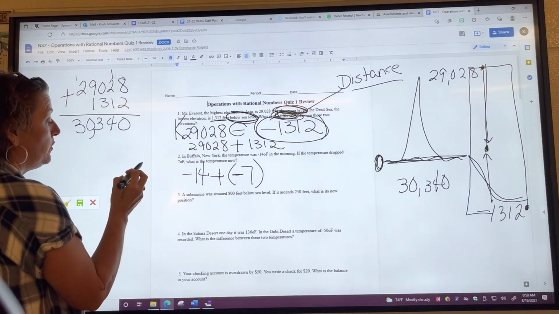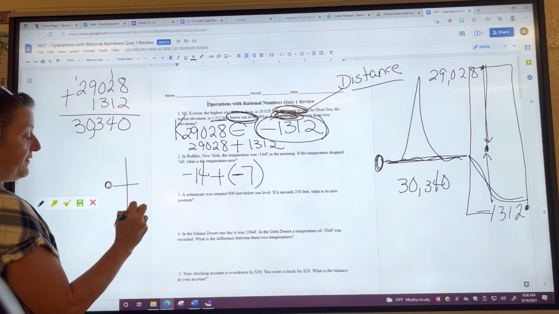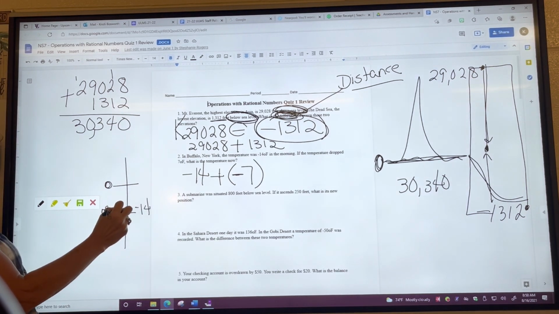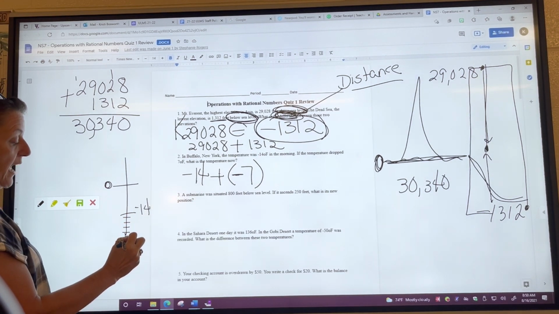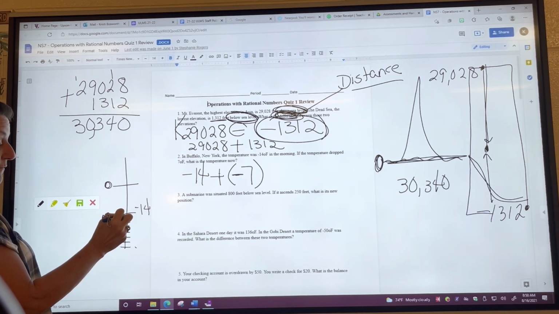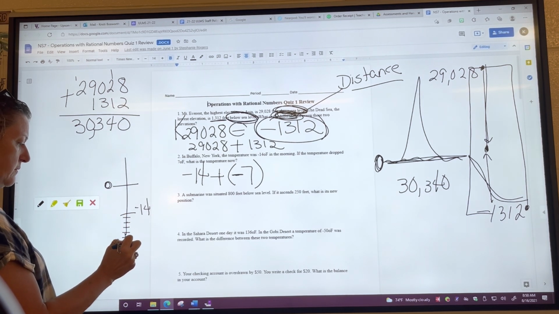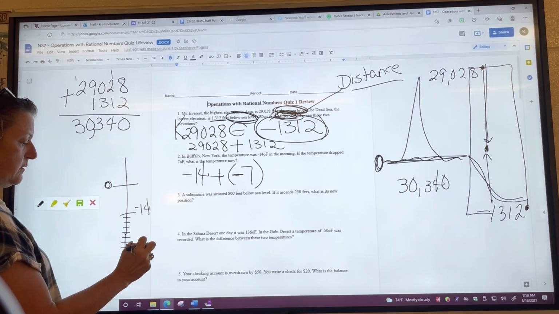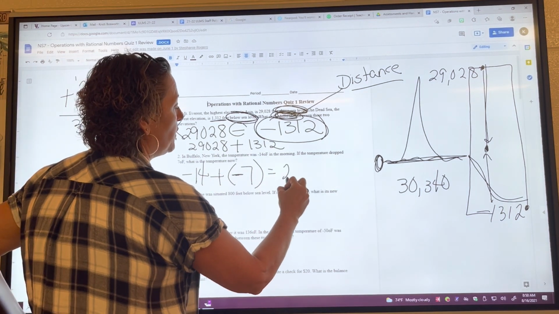So, let's look at it on a thermometer. Here's 0. Here's negative 14. It's at negative 14. It's going to drop 7 degrees. So it's at negative 21 degrees. Look at the number line over there on the wall. We're at negative 14. We're going to move away from 0 7 more. So we're going to be at negative 21.